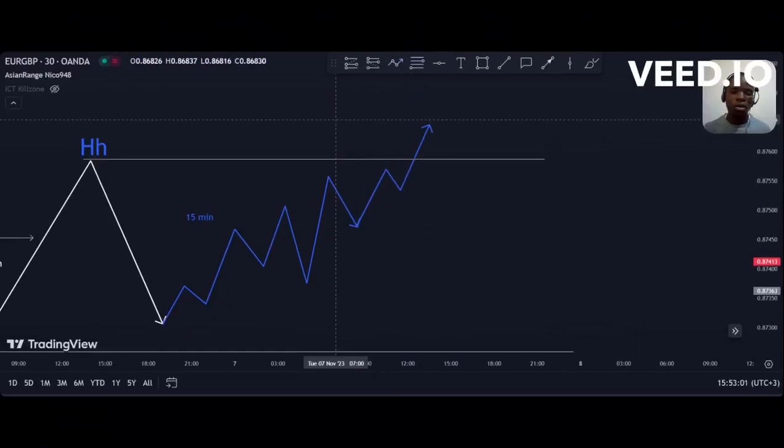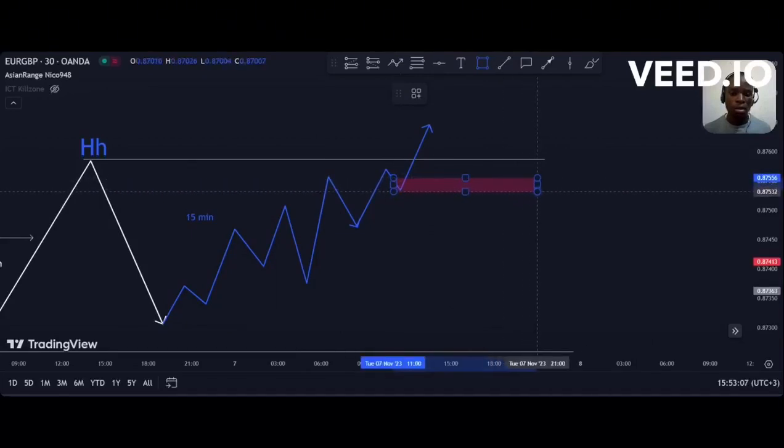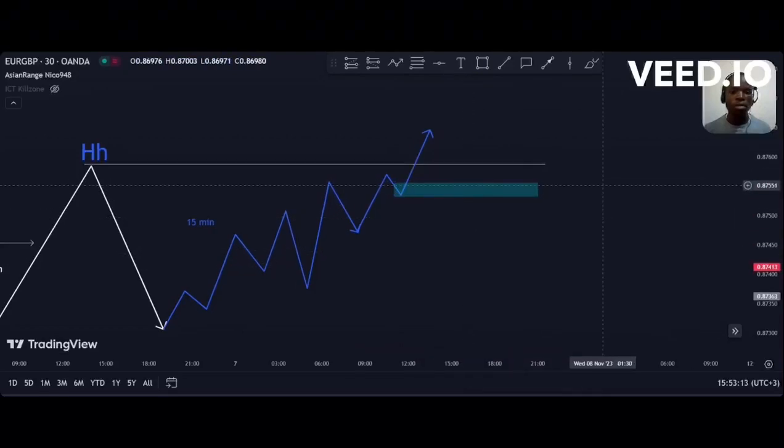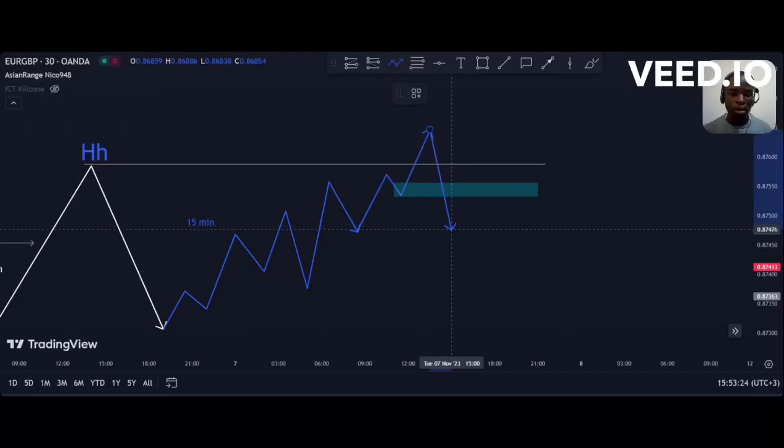So what else do we want to see? We want to see this demand that broke that high fail. We want to see that demand fail. So after that demand has failed, that's when we will enter sales. We want to see this demand fail like that.